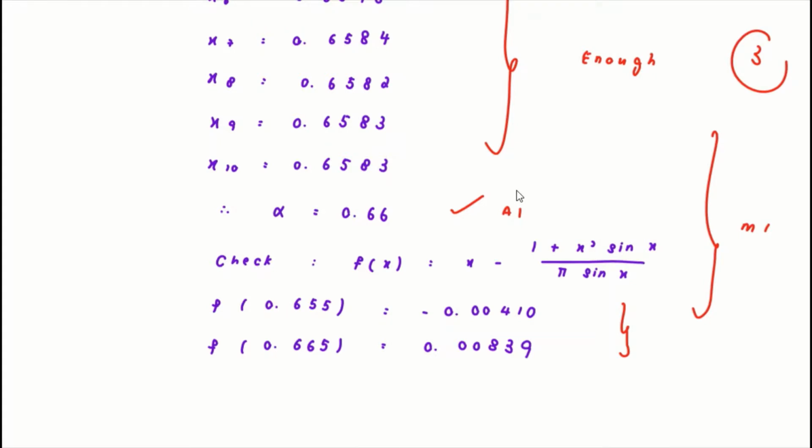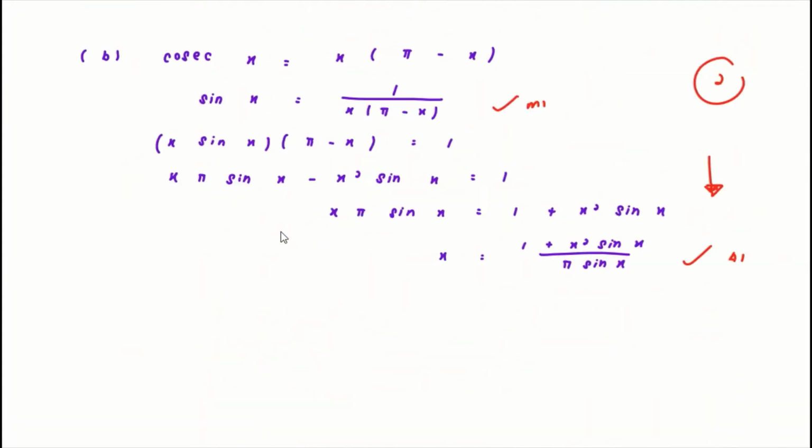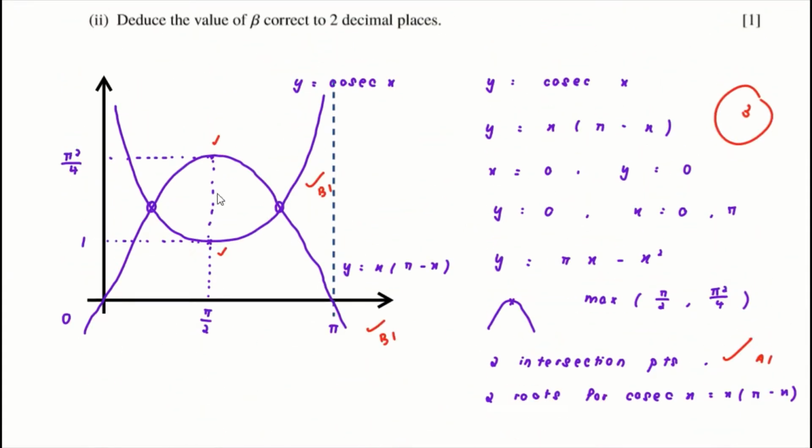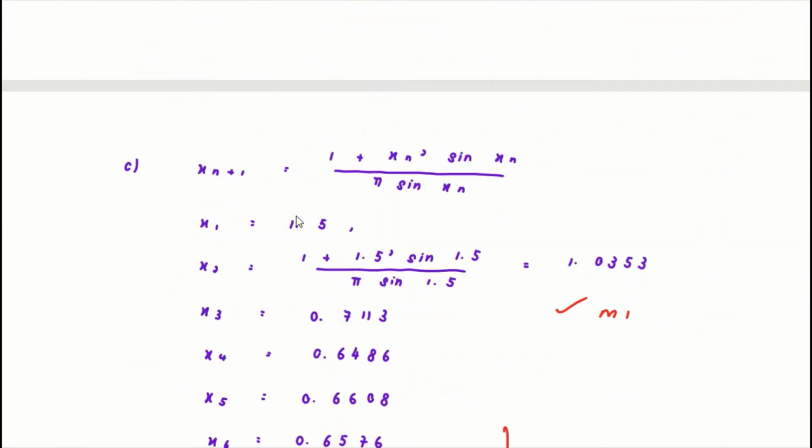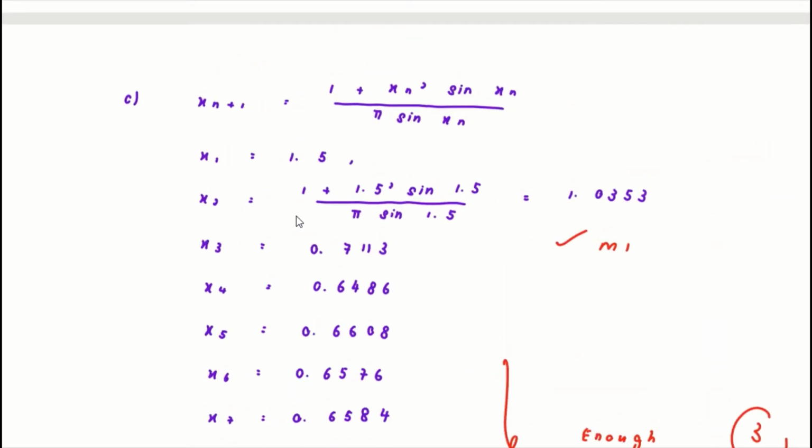Now move on to part C. This is how you get your answer alpha as 0.66. Like I mentioned just now, this is your alpha. Now you need to find your beta. You can see the distance between here and here should be the same as here and here. So how can you find this value? You use pi, then minus off the value you got just now. So this is beta.